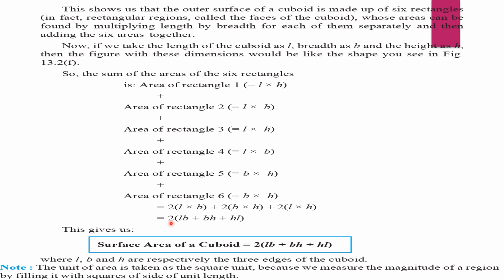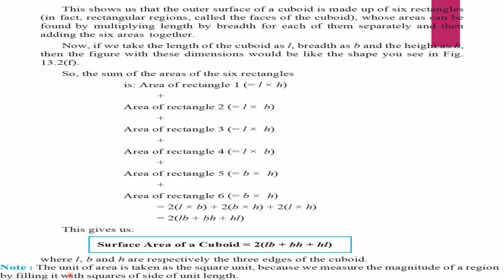By taking 2 as a common factor from these three terms, we get 2 of (LB plus BH plus HL). This gives us the surface area of a cuboid, which is equal to 2 into (LB plus BH plus HL). Please remember this formula, my children, to find the surface area of a cuboid. Memorize this formula well, where L, B and H are respectively the three edges of the cuboid. Okay, my children, these are the edges of the cuboid.